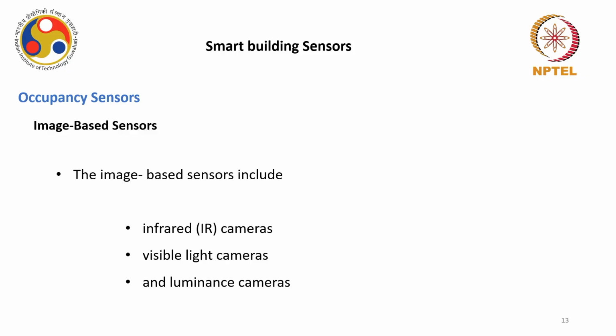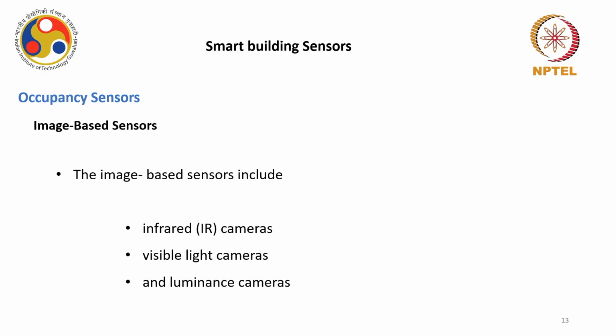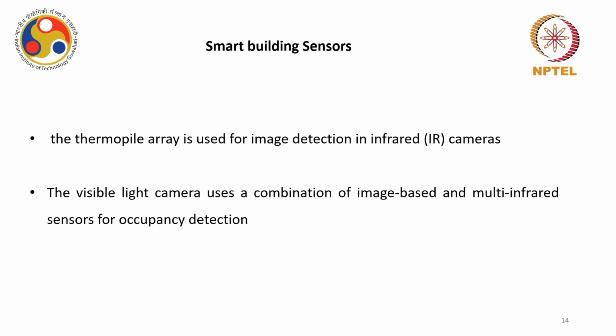The image based sensors include various cameras. This includes infrared based cameras. They can also have luminance cameras, and normal visible light cameras are very popular for image based sensors. If you are using infrared based cameras, a thermopile array will be used for image detection. And the visible light camera uses a combination of image based and multi infrared sensors for occupancy detection.